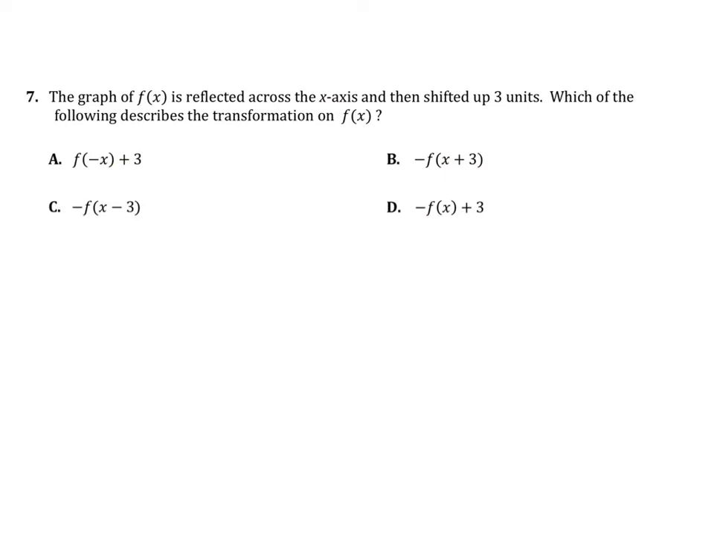Right, so a good review question in number 7. And here we have the graph of f of x is reflected across the x-axis and shifted up 3. So reflected over the x-axis, so that means I've multiplied on the outside. And then I need to move this up 3, so I need to add 3 to it. So that's going to be answer choice D.